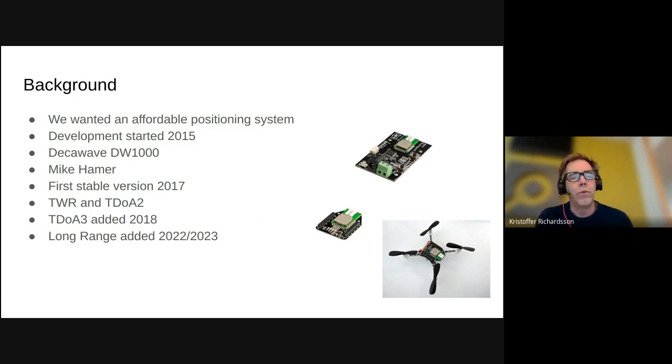Back in 2015, this was pretty much when the Crazy Fly 2 was pretty new. We had this dream of creating some sort of affordable positioning system that could be cheap and that people could use at home. We tried all sorts of things. We used web cameras and ultrasound and all sorts of things that we tried out with, I would say, sometimes slightly successful, sometimes not.